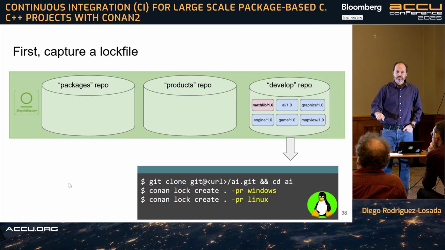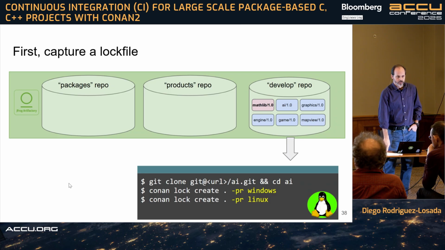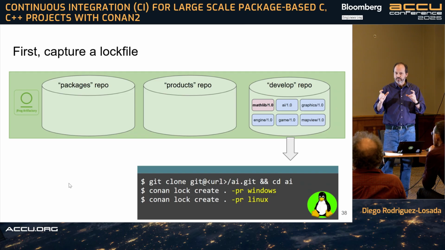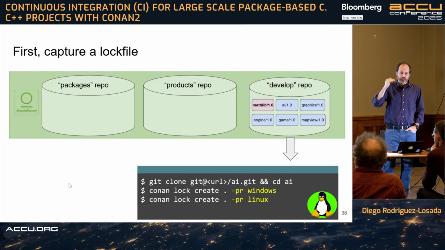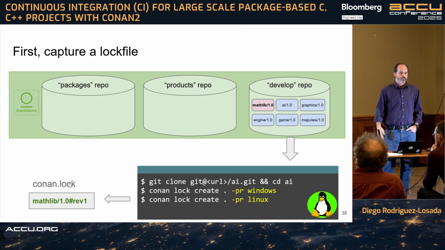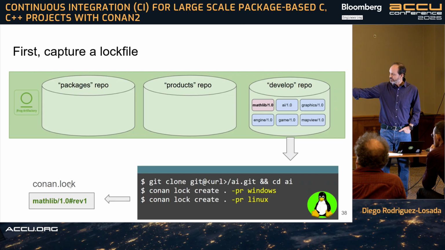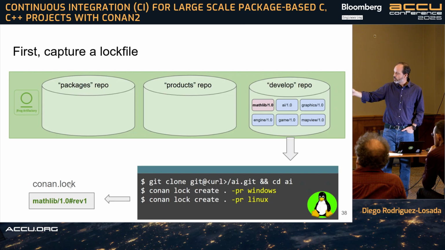But what we want is, okay, when we are starting this job, we are going to take a snapshot. Basically a picture of the current state. So let's take a picture of the develop repo. That's called a lock file. That's one of the uses of a lock file. Lock files have different uses. One of the uses of a lock file is to take this snapshot, right? In this case, the snapshot is repeated for the different configurations, Windows and Linux, and it generates a file that basically pins the version and the revision. That means, hey, the lock file contains MATLAB 1.0 because that's the current state of the develop repo at that specific point in time.